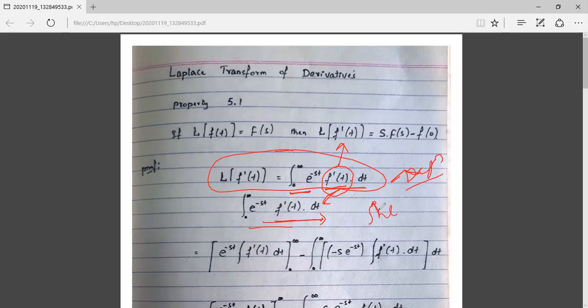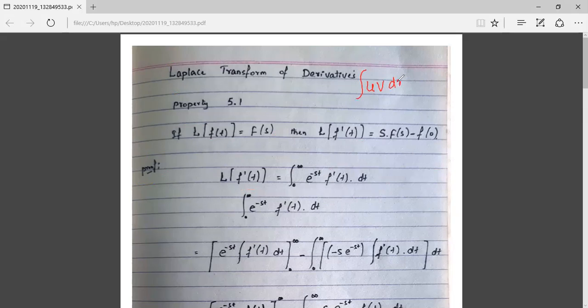The integration by parts formula is there. Using that formula, we will solve this integral. The formula is, integration of u v dx is equal to u times the integration of v dx, minus integration of the derivative of u, and again integrating v dx.